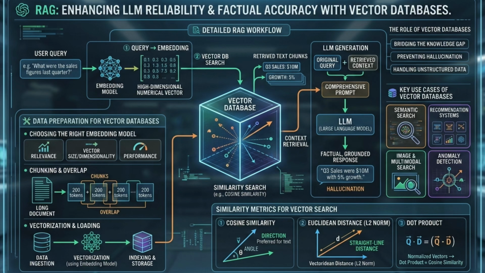Then we have overlap. A small section of the previous chunk is included at the beginning of the current chunk. The goal is to prevent important information from being split across two chunks, ensuring the retrieved context is more coherent.